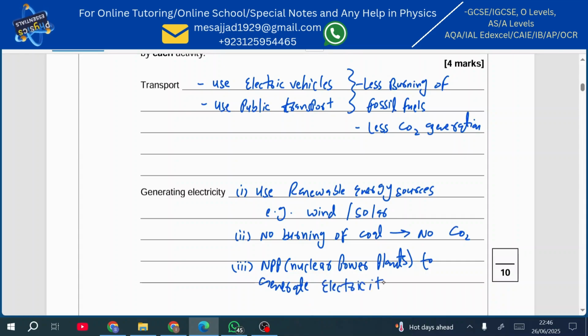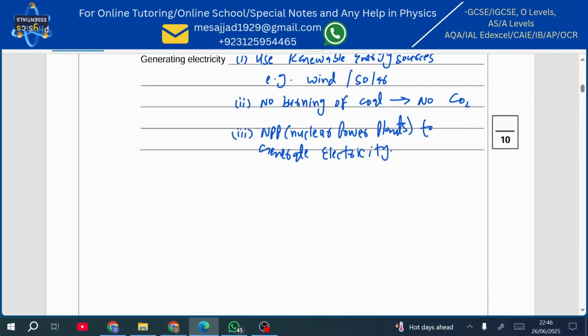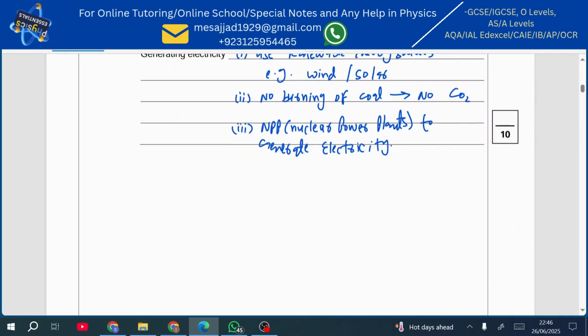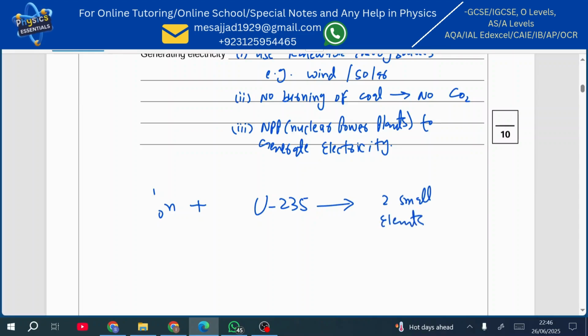And when you use the nuclear power plants to generate the electricity, you actually burn uranium. And when you burn uranium 235 by having its reaction with a neutron, you actually get two small elements or atoms, and you get three neutrons, and you get heat energy.